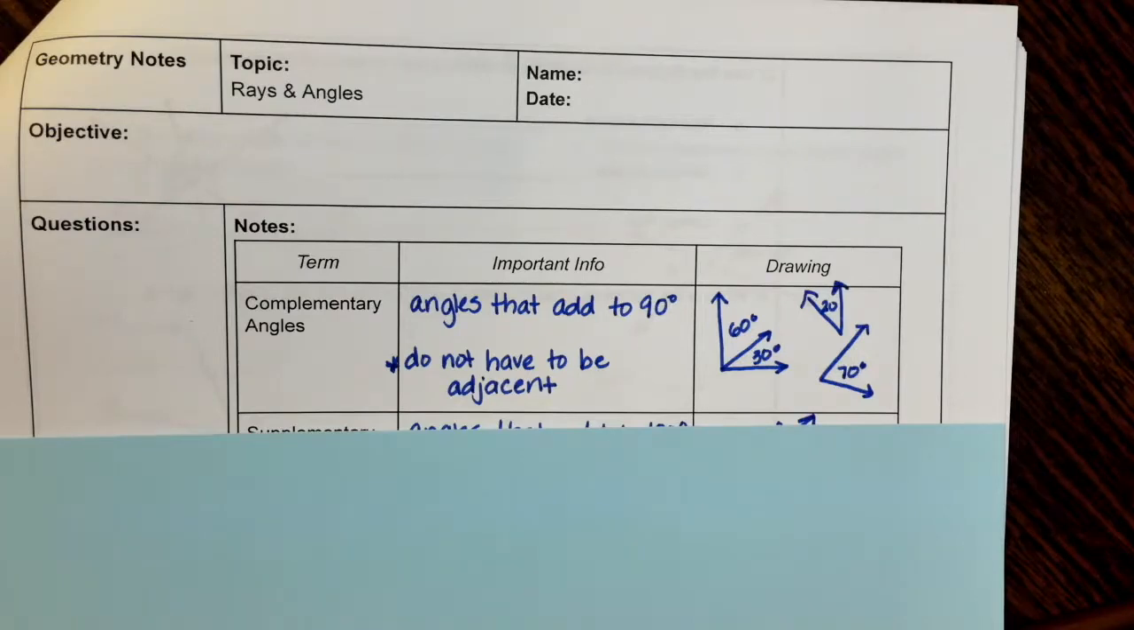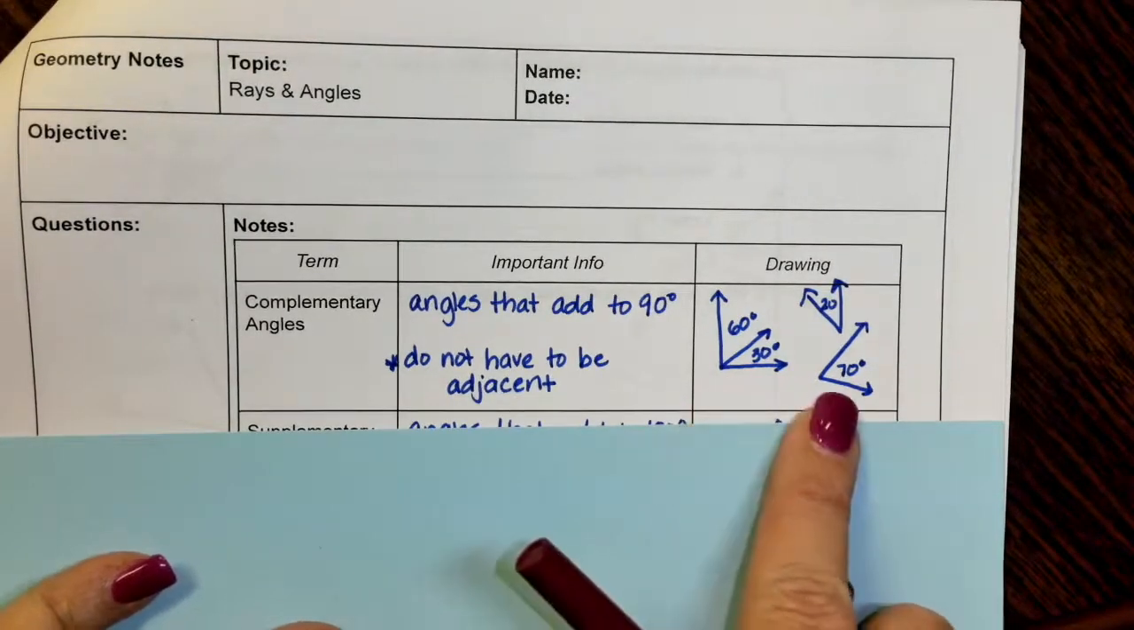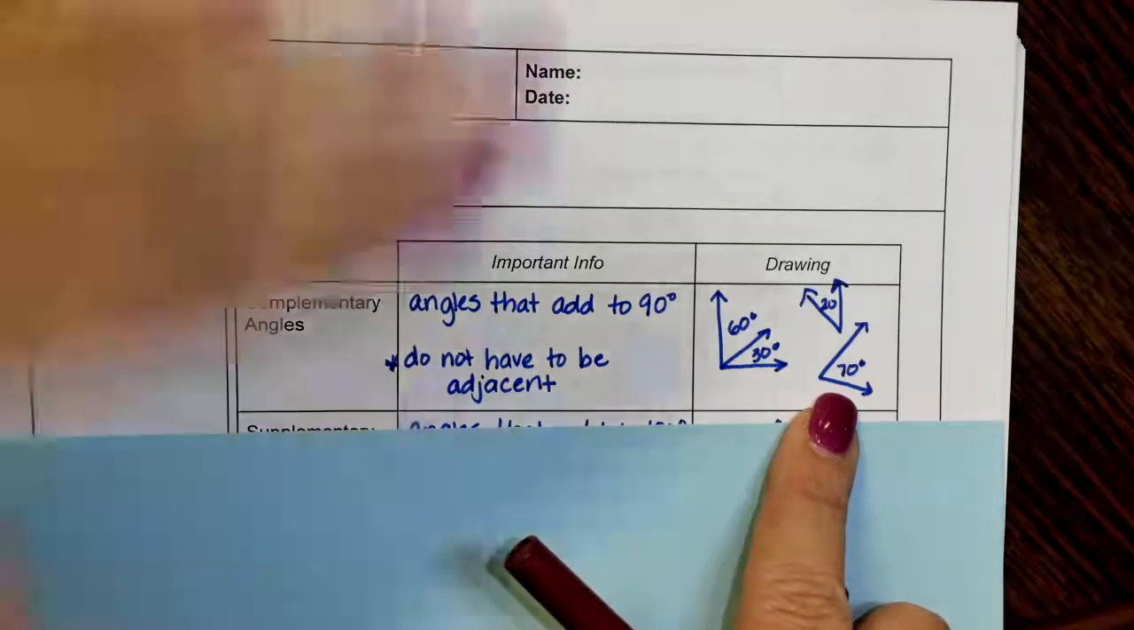So the first one, and if you need to pause this at any time, if you're taking notes along with me, then you can just pause it until you're caught up. But complementary angles shouldn't be a new word. They are two angles that add together to be 90 degrees. Now, they can be adjacent or they cannot be adjacent. Remember that to be adjacent means side by side. So this is an example of what they look like if they are adjacent. This is what they look like if they are not adjacent. All it takes to be complementary is to add to 90 degrees.